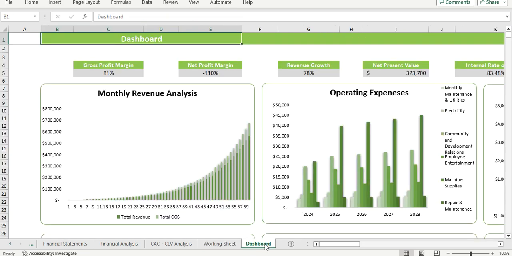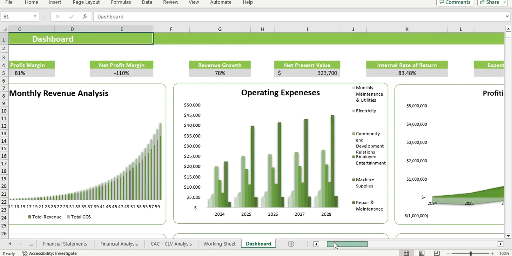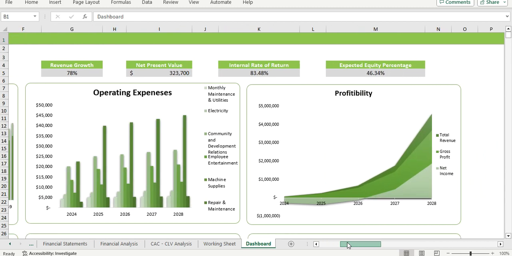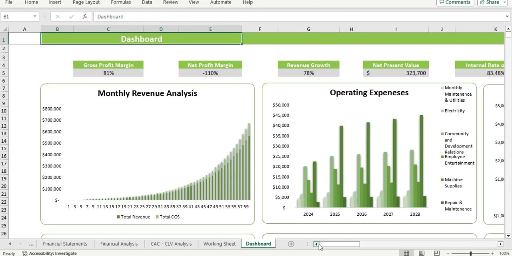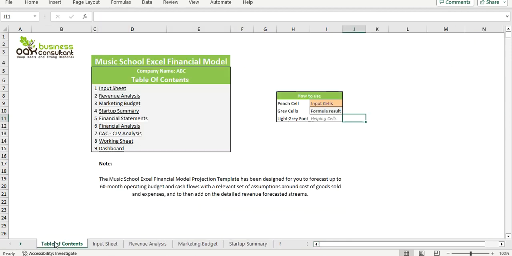Next up, we have the dashboard. In the dashboard, we have some graphs related to our business calculations. Also, we have some KPIs such as the gross profit margin, the net profit margin, the revenue growth, the net present value, the internal rate of return, and the expected equity percentage to the investor. So this was all from today's Music School Excel financial model.